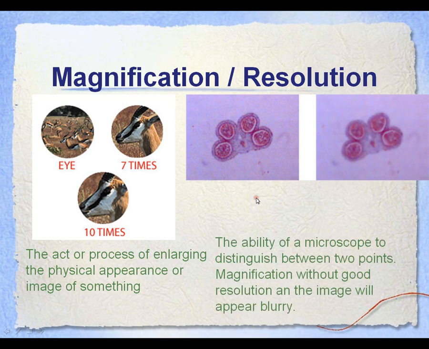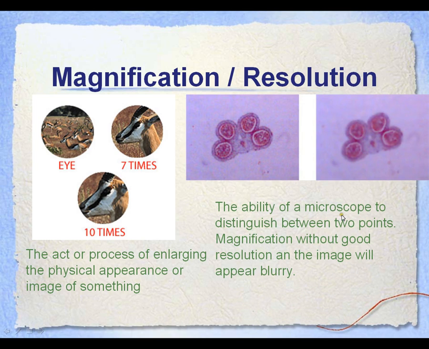Resolution is something a little bit different, and it's the ability of a microscope or a camera to distinguish between 2 points. Magnification without good resolution and an image will appear blurry. This is usually the difference between really expensive microscopes and really cheap microscopes. The really cheap ones may say they have a magnification of 100 times or 400 times or whatever it may be, but the resolution involved with those lenses may be the difference between cheap and expensive.